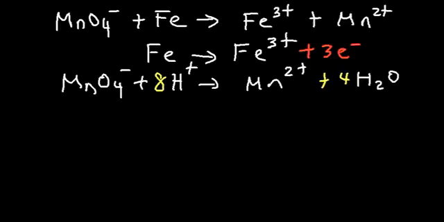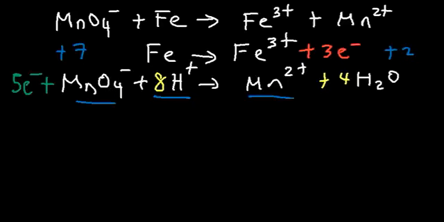So next we've got to balance the number of electrons. Here we have a total charge of 8 plus -1, which is +7. And here the total charge is +2. 7 minus 2 is 5, so we're going to add 5 electrons to the side with the higher charge. So now that half reaction is balanced.